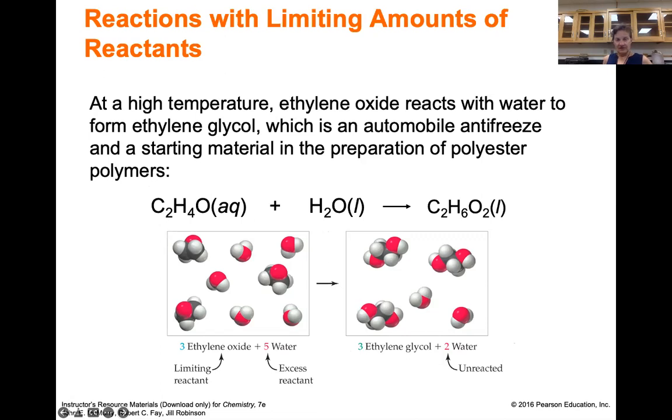They're just giving it to us again and doing the math that I just did on the previous slide. So 3 moles of the ethylene oxide, if it reacts with 5 moles of water, only 3 moles of the water can react. And so you'll make 3 moles of the product from some of the water reacting with all of the ethylene oxide, and you'll have left over 2 moles of water.